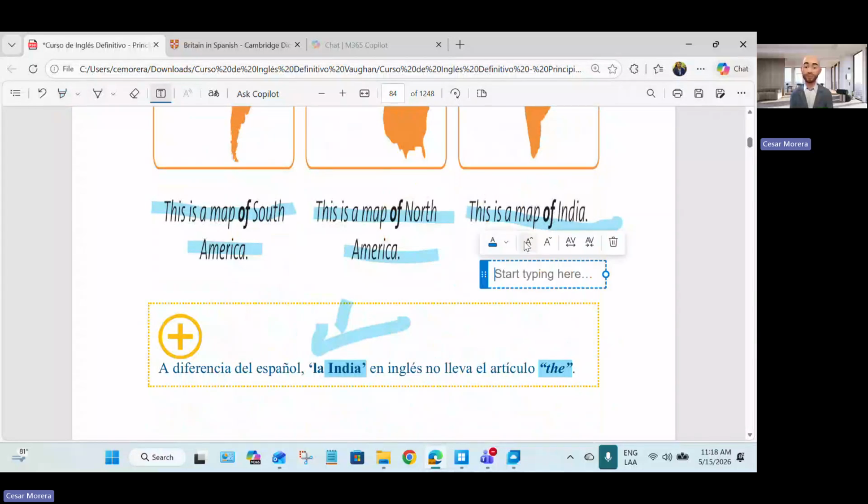So be attentive of that, be careful, and the correct sentence will be: this is a map of India. Because the article is not necessary. You don't really need the in this sentence. Good. Let's continue. Let me change to a red color for now. And maybe this one I will change to blue. Okay.